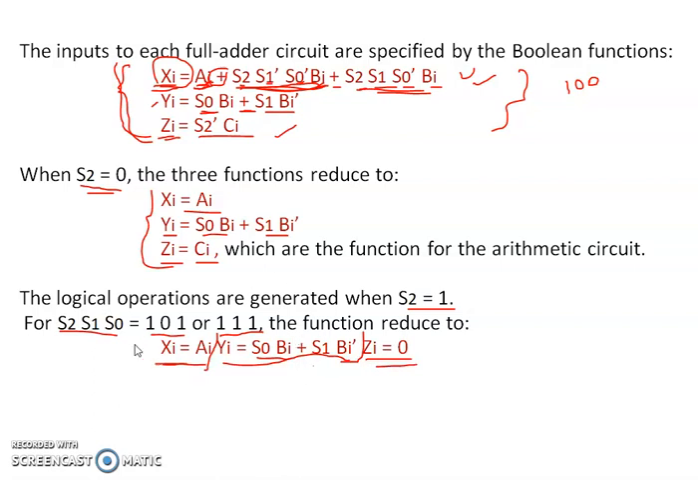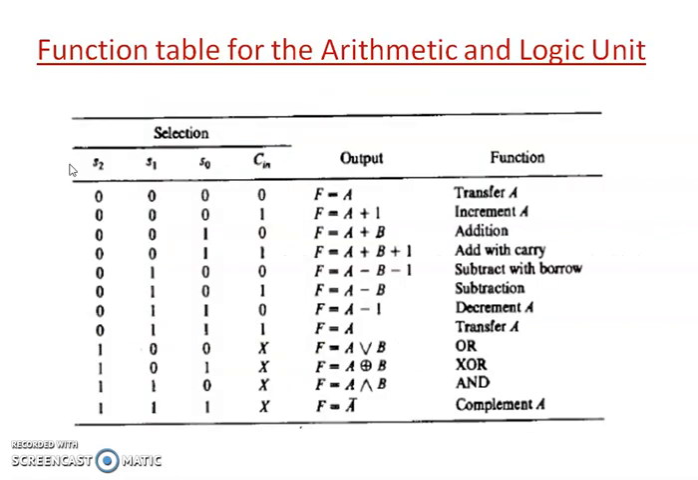This is obtained by substituting the values of S2, S1 and S0, that is 101, into these equations, or these functions. If you substitute and see, you will get these outputs. So these are the logical operations that are generated when S2 is equal to 1. If the combination is like this, you will be generating the functions in this form, three different functions. With this, the function table of the arithmetic and logic unit can be defined like this.